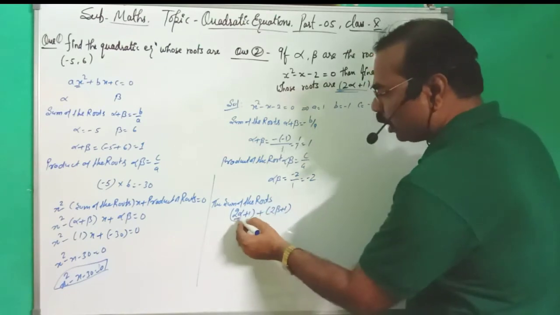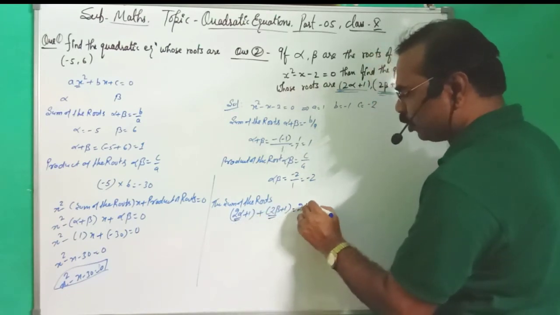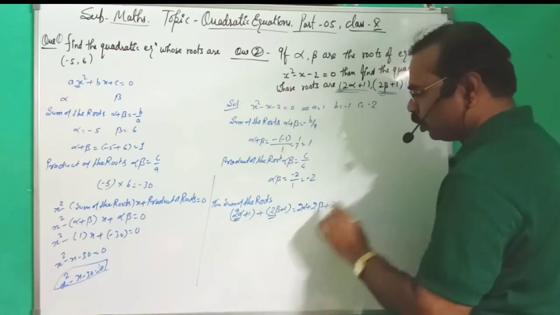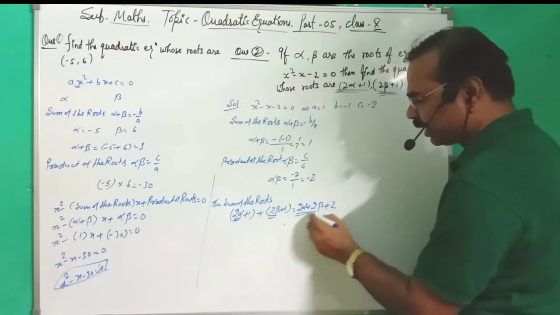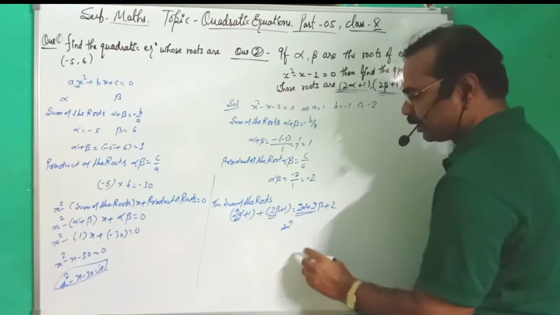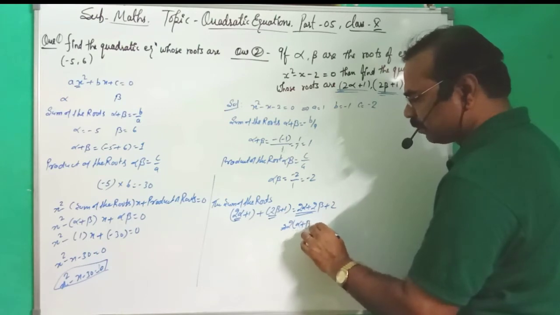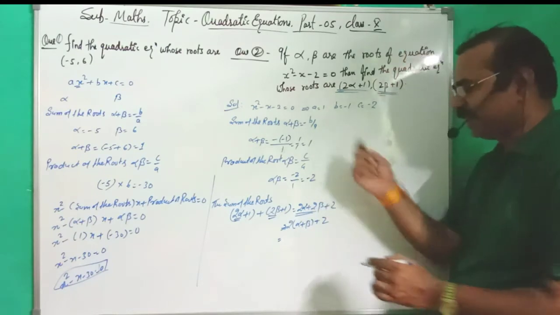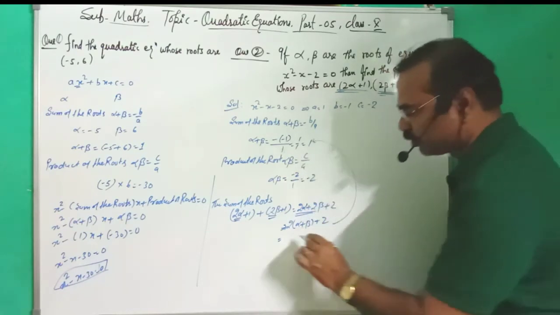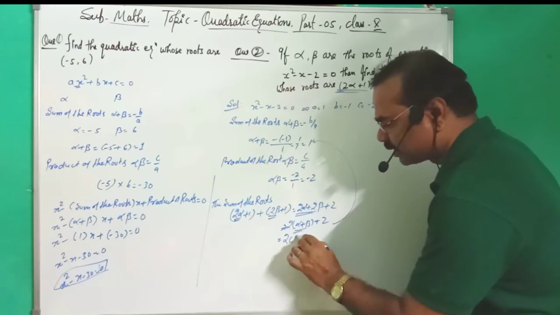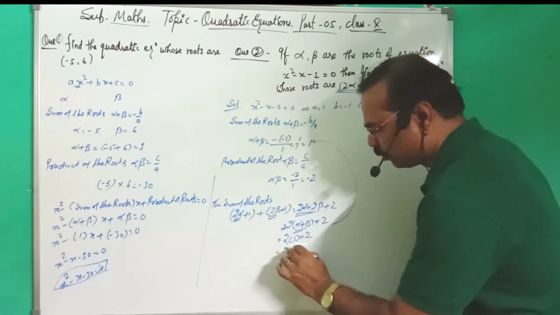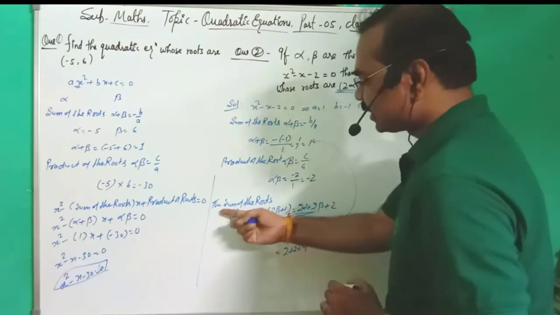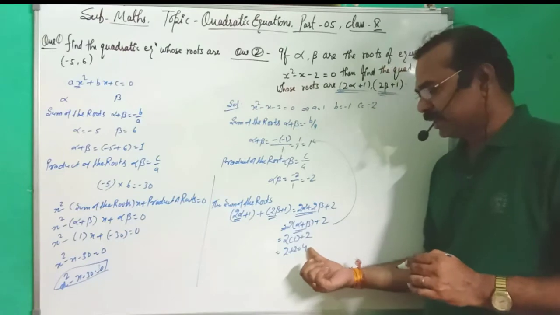So now 2 alpha and 2 beta, we can write 2 alpha plus 2 beta, and 1 plus 1 is 2. According to the question we take the common factor 2, that is 2 times alpha plus beta, plus 2. Yes students, you know the value of alpha plus beta is 1. So we can write 2 times 1 plus 2, that is 2 plus 2, the value is 4. That is the sum of the roots, which is 4.